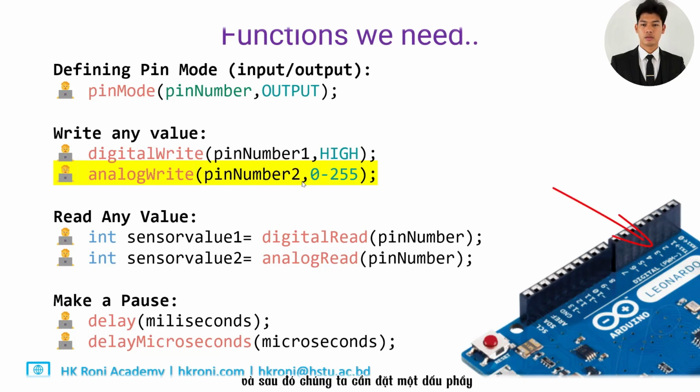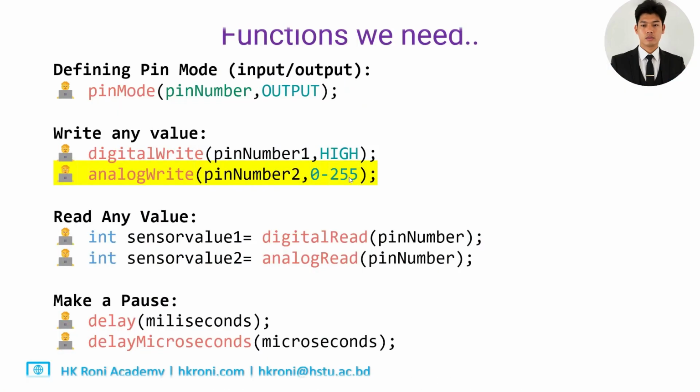And then we need to put a comma and put any value from 0 to 255. So 0 will give 0 voltage and 255 is the maximum value. It will give 5 volts at the output. So this is how we can use the analogWrite command, and this is the syntax for that.